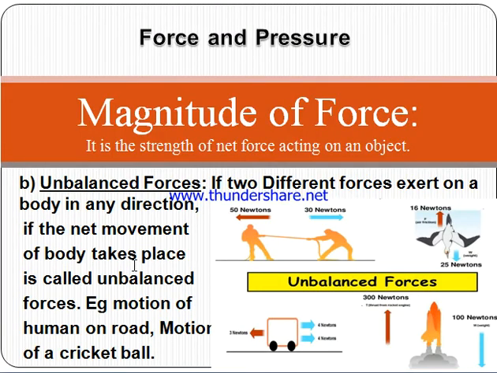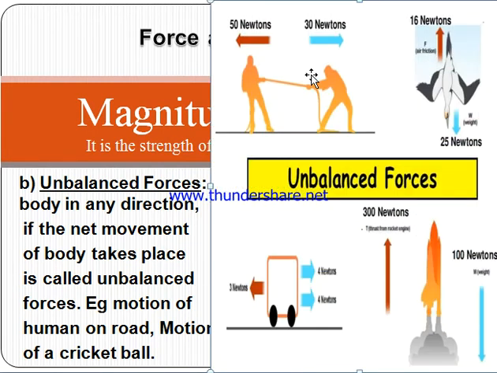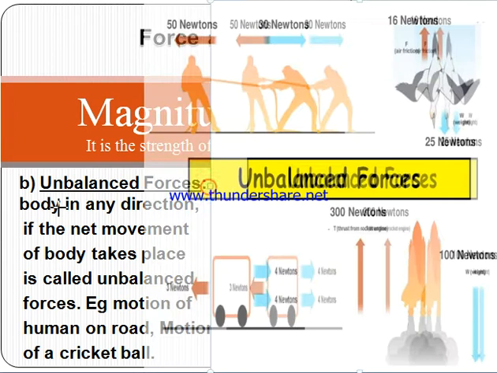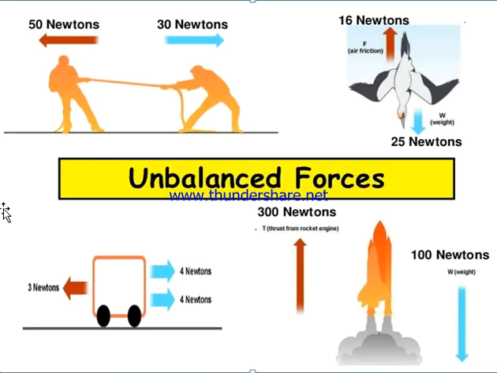Next, what are unbalanced forces? If two different forces act on a body in any direction, and the net movement of the body takes place, it is known as unbalanced forces. For example, movement of a human body on a rod, movement of a cricket ball, movement of satellites, etc. So from these images you can give examples of unbalanced forces.